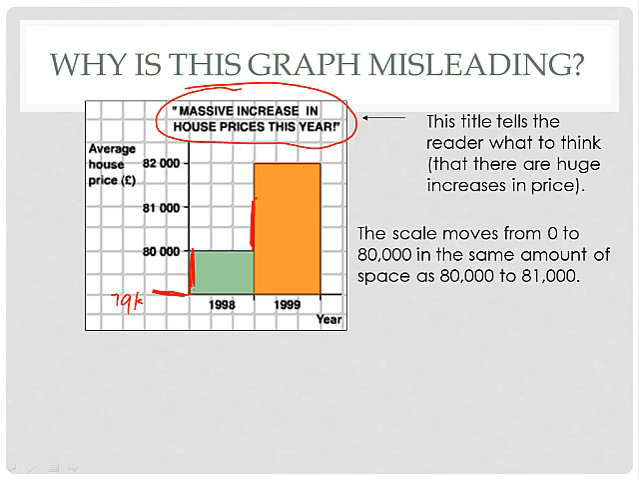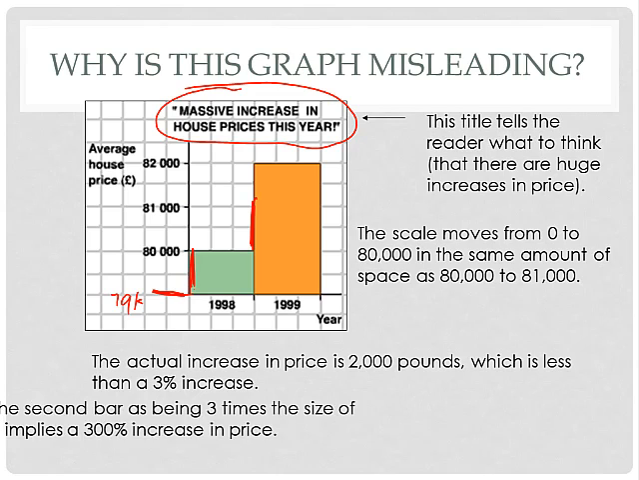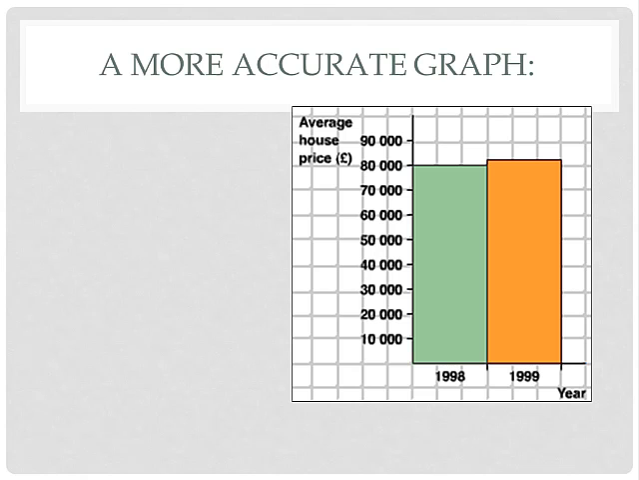Again, the scale moves from 0 to 80,000 in the same amount of space as it goes from 80 to 81,000. And the actual increase is 2,000 pounds, which is actually less than 3%. And this bar here is actually 3 times the area of this bar. Okay, which looks like a 300% increase, but it's not a 300% increase, it's a 3% increase.